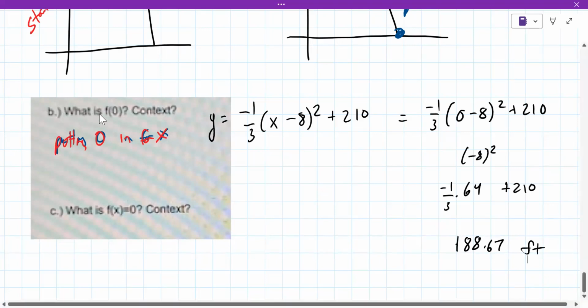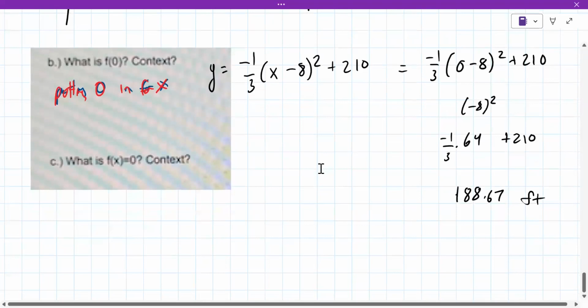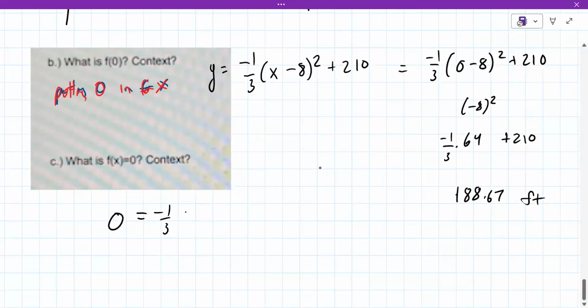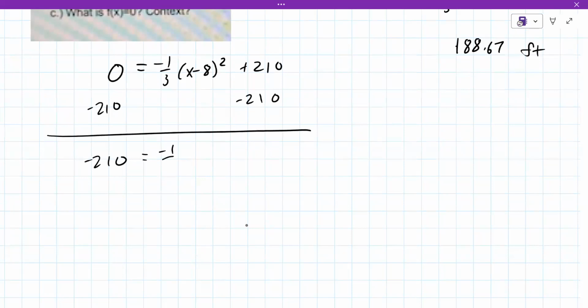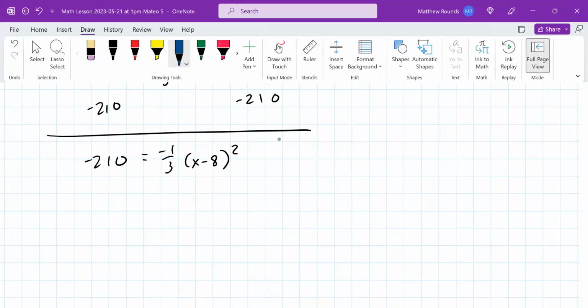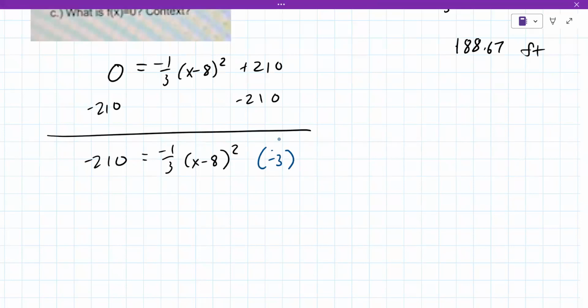So that's part B. One of them is to put 0 in for X. The other one is to set the whole thing equal to 0, and that's what I kind of heard that you were doing. Now I'm going to help here. We're going to first subtract 210. Okay, and maybe that matches what you did. Probably does. You were doing these really well in the previous set of problems. So, negative 1/3 times x minus 8 squared. Normally you divide by this front number, but when you divide by a fraction, it's awkward. So instead of dividing by a fraction, you multiply by the reciprocal.